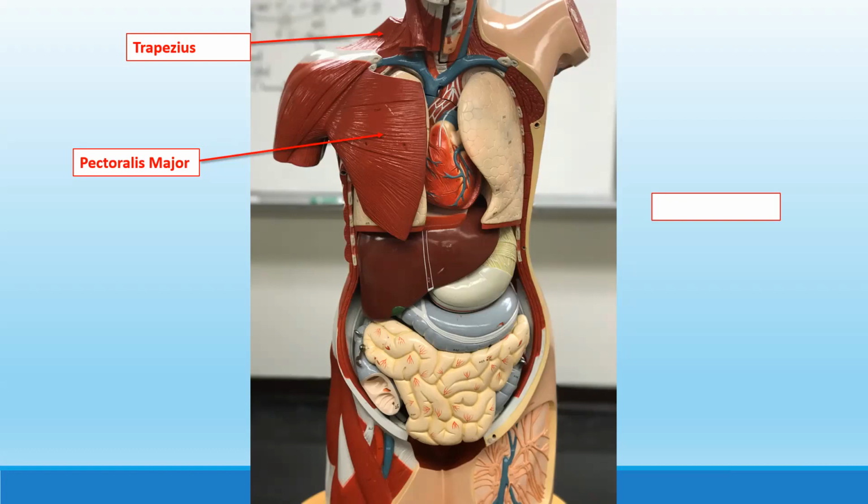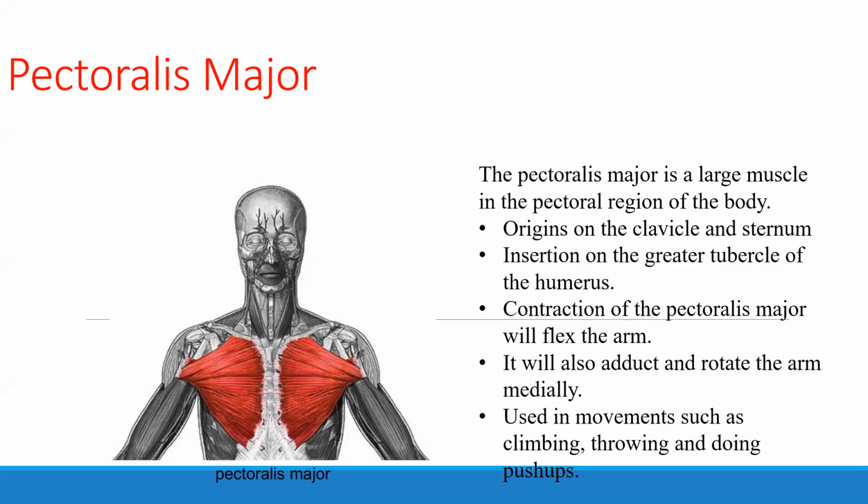So there's the pectoralis major, and there is an important muscle called the diaphragm, separating the abdominal cavity from the thoracic cavity. Pectoralis major, large muscle on the anterior surface of the thoracic cavity. It sits on top of the ribs. It inserts itself on the humerus. It allows us to rotate our arm, adduct our arm. We use it when we climb, when we throw things, when we do push-ups.